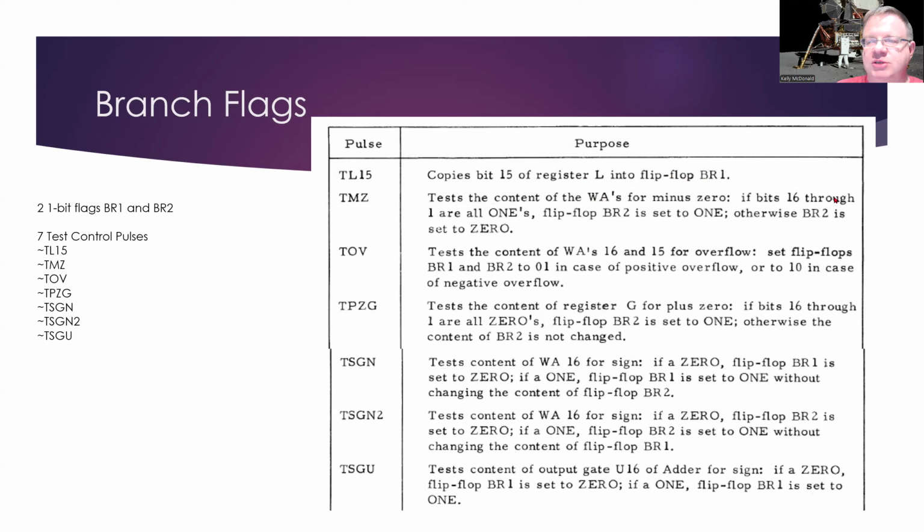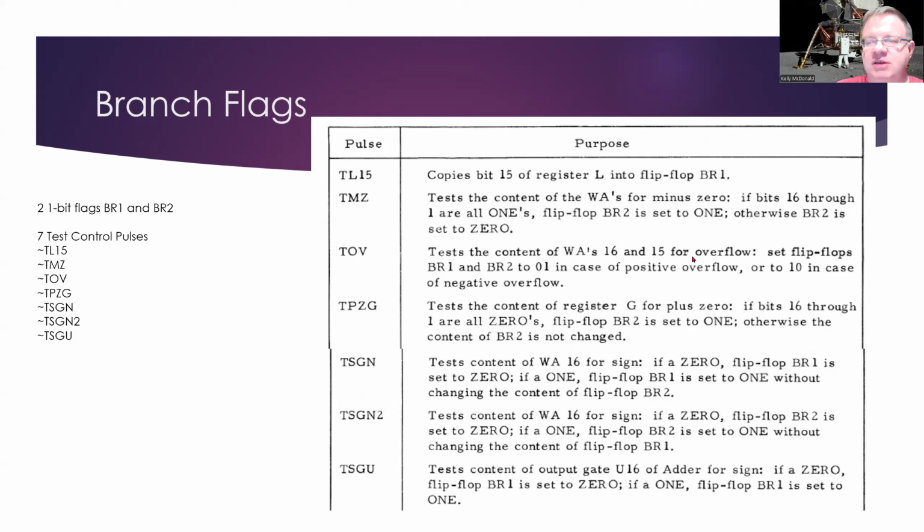Bits 16 through 1, so basically all your bits are 1, because this is a ones complement machine, then we'll set BR2 to 1, otherwise BR2 is set to 0. Then we have this other one here, TOG, which is test for overflow. And it basically has 2 options.